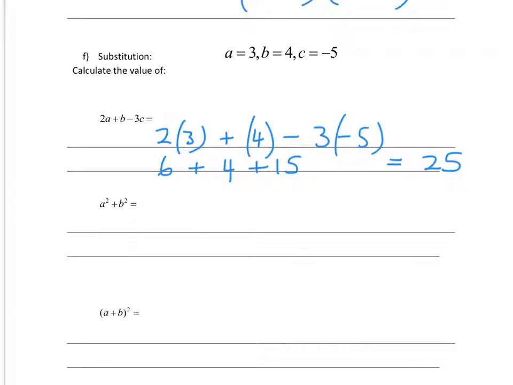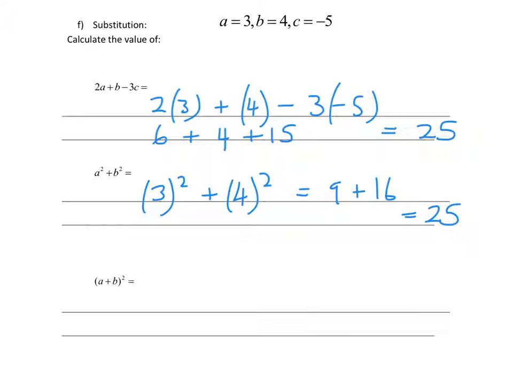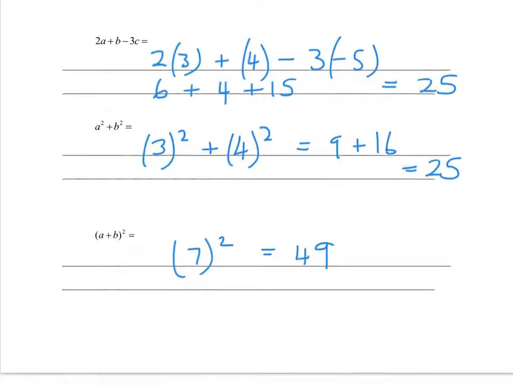Up the page. A is 3 squared plus b is 4 squared equals 9 plus 16, which also equals 25. And further up the page, a plus b is 3 plus 4 is 7. 7 squared is 49. That's all on that page.